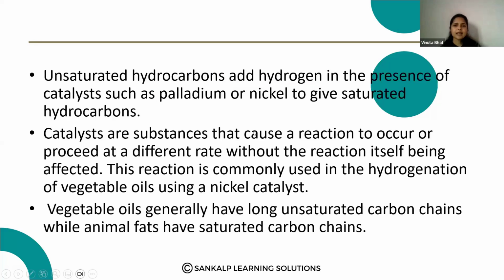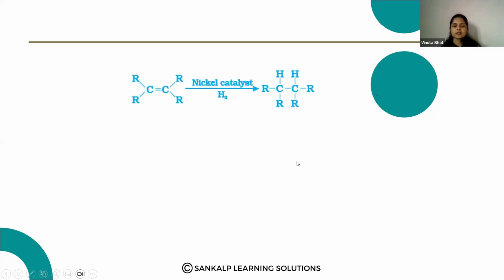Unsaturated hydrocarbons add hydrogen in the presence of catalysts such as palladium and nickel to give saturated hydrocarbons. Catalysts are substances that cause the reaction to proceed at a different rate without themselves being affected. This reaction is commonly used in the hydrogenation of vegetable oils using a nickel catalyst. Vegetable oils generally have long unsaturated carbon chains while animal fats have saturated carbon chains. So this is the example.